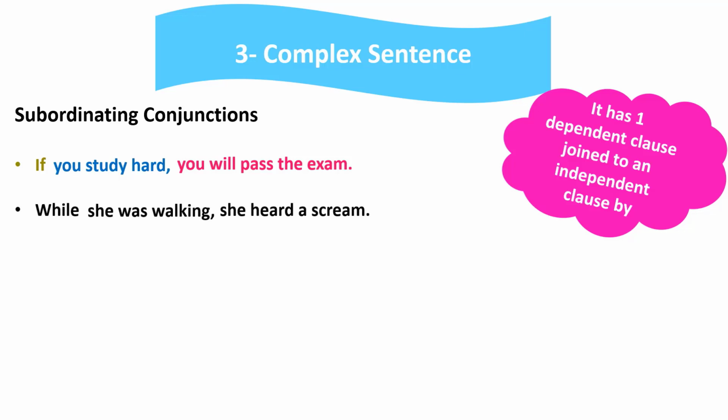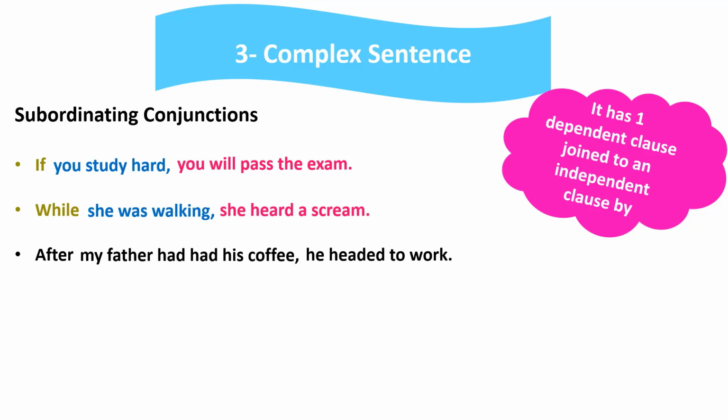While she was walking, she heard a scream. While is the linking word here. While she was walking, okay, what happened? She heard a scream. So while she was walking is the first dependent clause. She heard a scream is an independent clause that completes the meaning. Notice the punctuation here. We have a comma between both clauses and a full stop at the end.